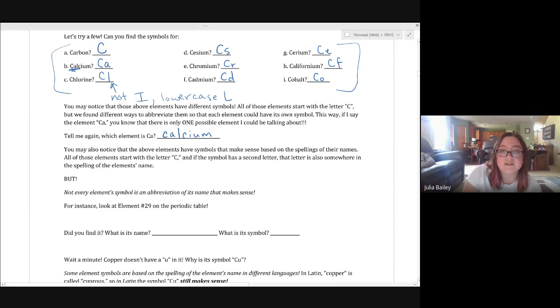So when we went to make a symbol for californium, we couldn't do Ca, that was already calcium. So we picked a different letter. We couldn't do Cl, that was already chlorine, but we could do Cf for californium, just like that. And you can see it similarly with cesium as Cs and chromium Cr. We used the spellings to figure out what that second letter was going to be.